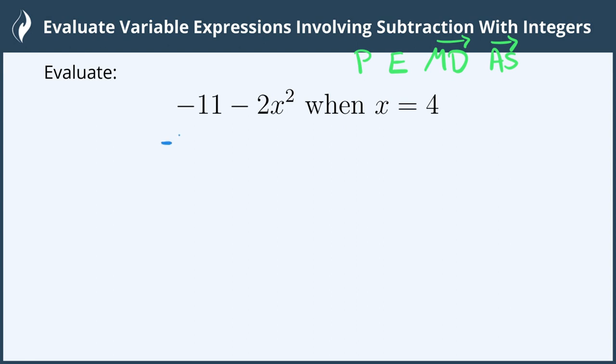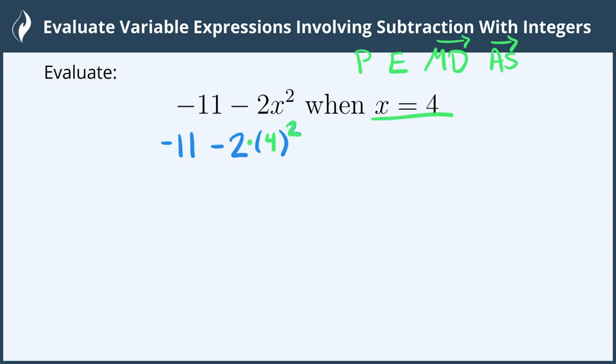So as I rewrite this expression, -11 minus 2, I replace that x with a set of parentheses, just the x, and everything remains the same. And now I can substitute the 4 in for the x inside that set of parentheses. The reason we do this is it helps to keep all of our operations organized. So I can see that this is being multiplied here between the 2 and the 4, and that only the 4 is being raised to the second power.